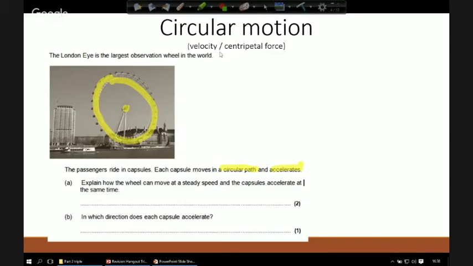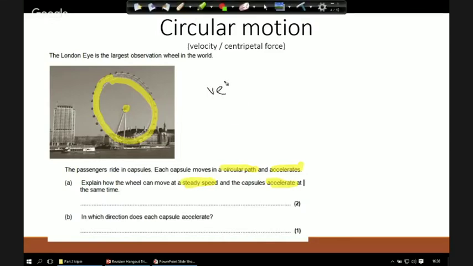So explain how the wheel can move at a steady speed and accelerate at the same time. They love asking this question because it sounds counterintuitive, and you need to have a good understanding and explanation of circular motion in order to be able to explain this answer. Well, you could simply write down the science that I've given you.